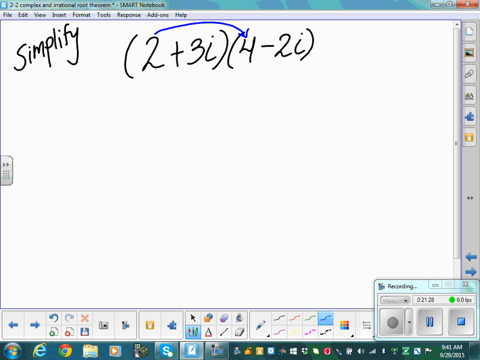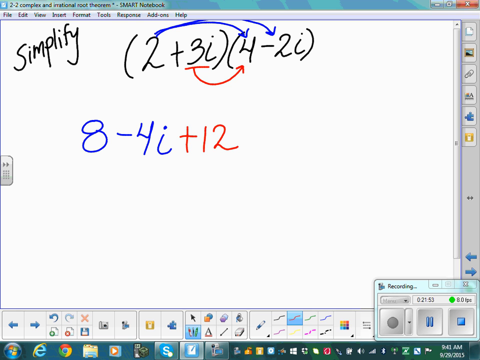2 times 4 is 8. Then I'm going to distribute 2 to the other term. 2 times negative 2i is negative 4i. I'm going to pause. Are there questions? Now I've got to distribute the second term through to each term over here. Positive 3i times 4 is positive 12i. And then positive 3i times negative 2i. Careful. Negative 6i squared. I'm so glad you didn't forget this squared part. Questions on why we got i squared?